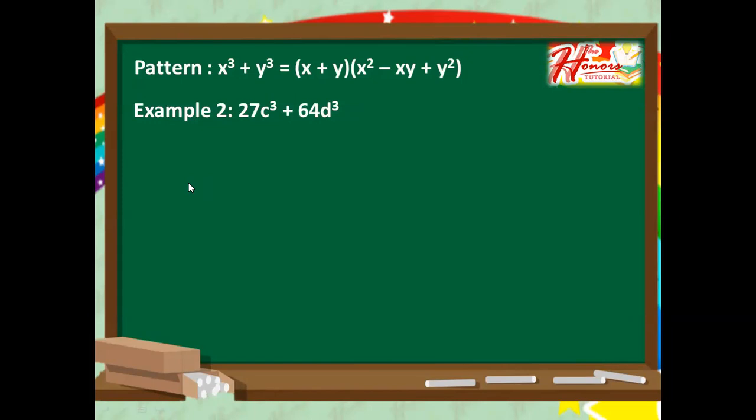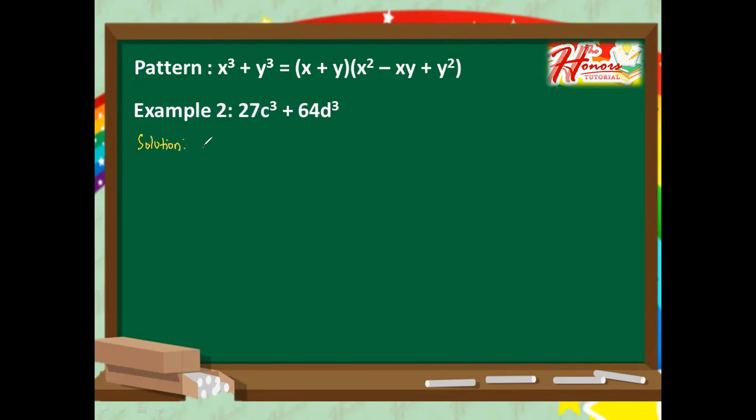Same pattern. x cubed plus y cubed equals the quantity of x plus y times the quantity of x squared minus xy plus y squared. So the example is 27c cubed plus 64d cubed. Solution. I want you to copy the given first.